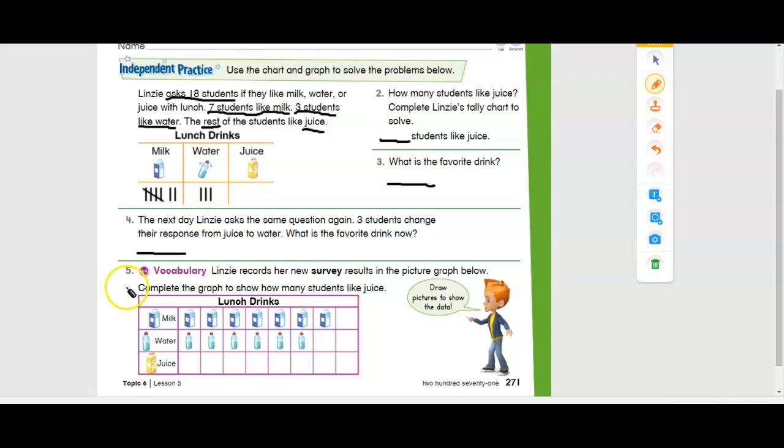And for number 5, it says vocabulary. Lindsay records her new survey results in the picture graph below. Complete the graph to show how many students like juice.